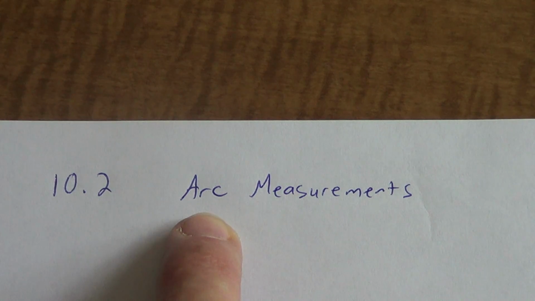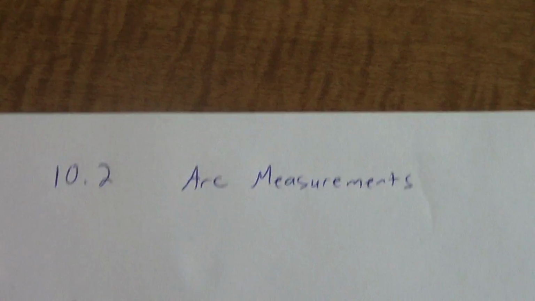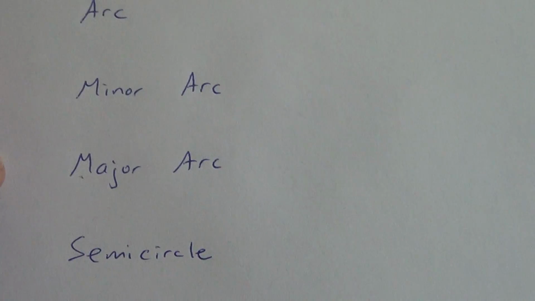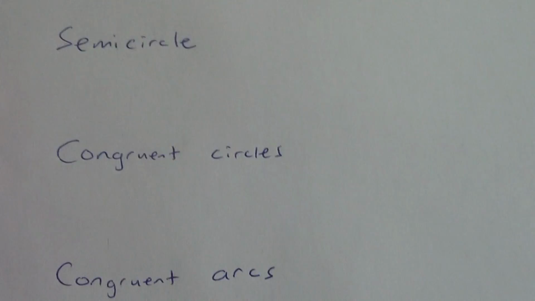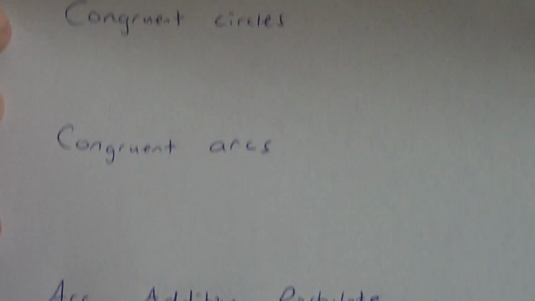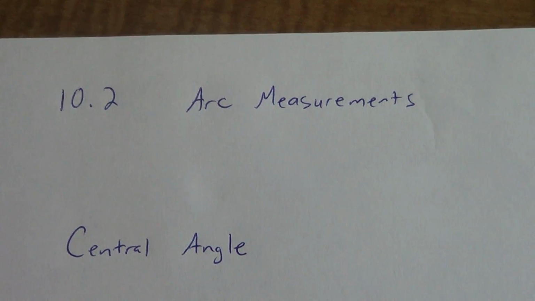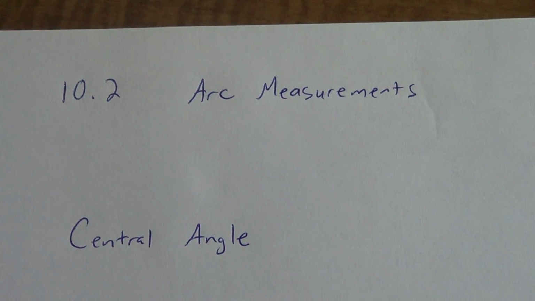So, we got some terms we need to talk about. I've got a list of them here down below. We have central angle, arc, minor arc, major arc, semicircle, congruent circles, congruent arcs, and then something called the arc addition postulate. Okay, so let's just look at those one at a time. First off, what in the world is a central angle?